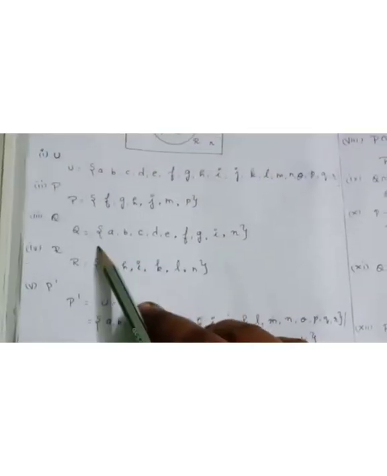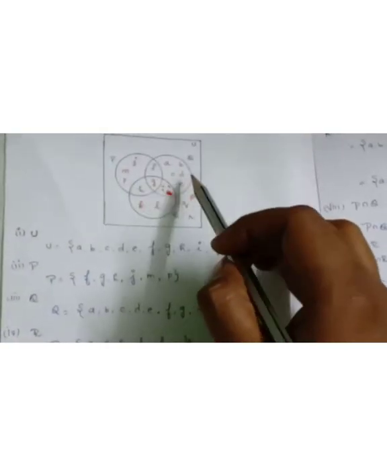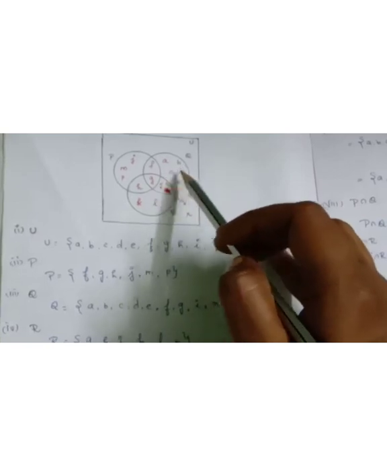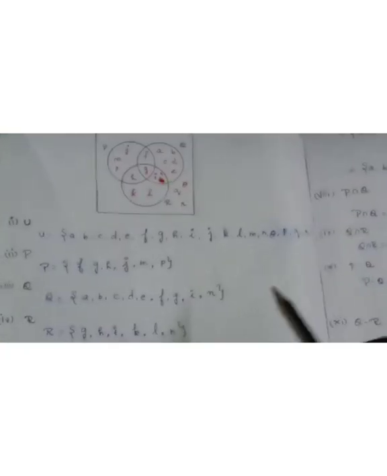The next one is Q. Q is equal to, the same way. So the set of Q we will write. The circle of Q has inside A, B, C, D, E, F, G, I, N. So this is the answer for the Q set.